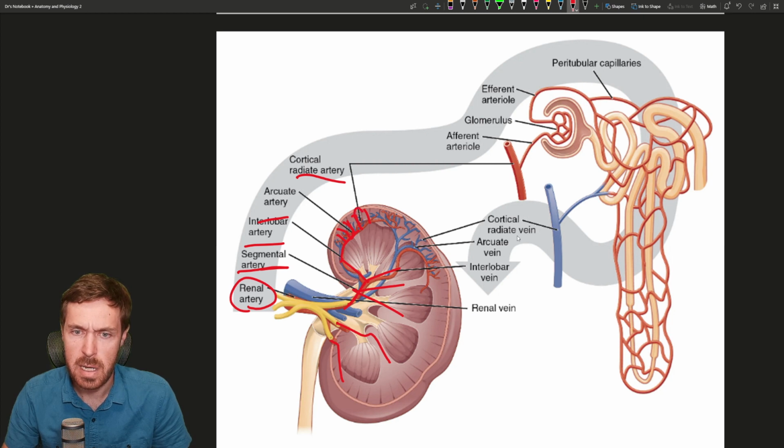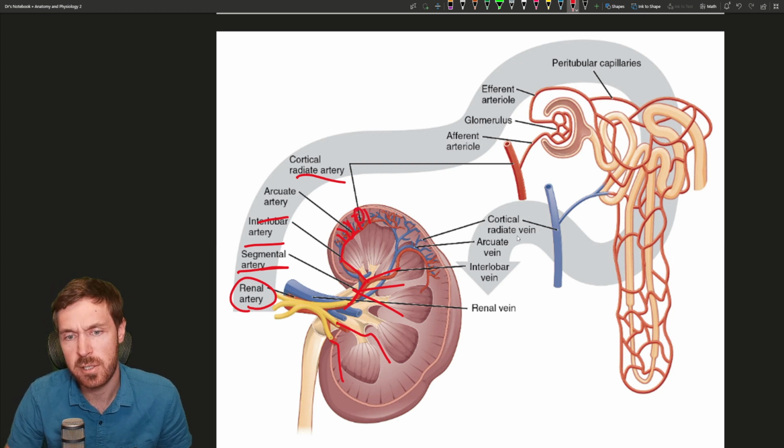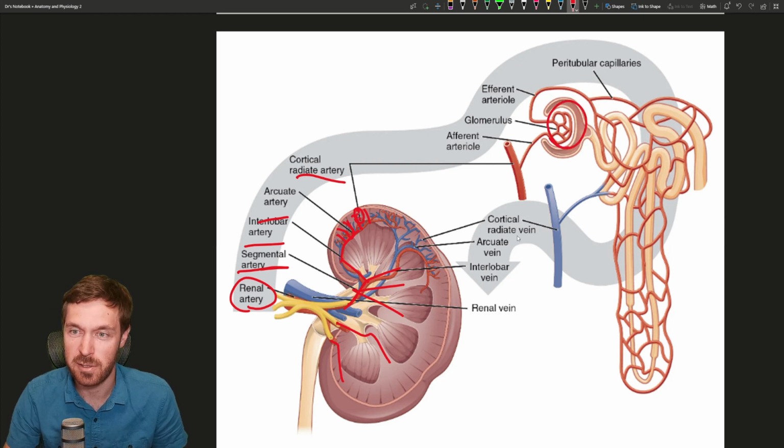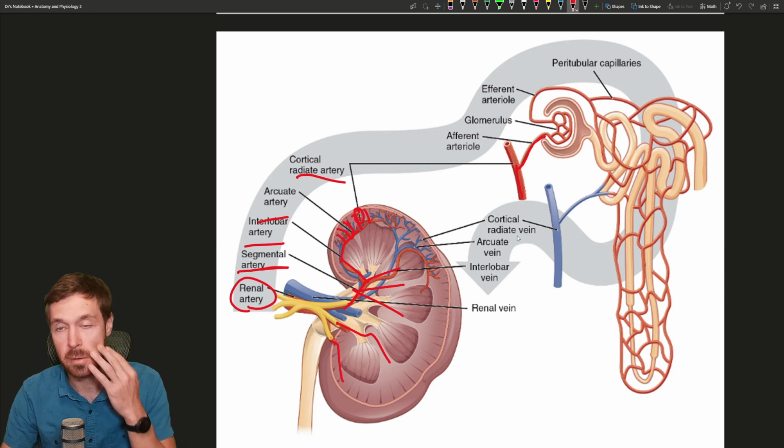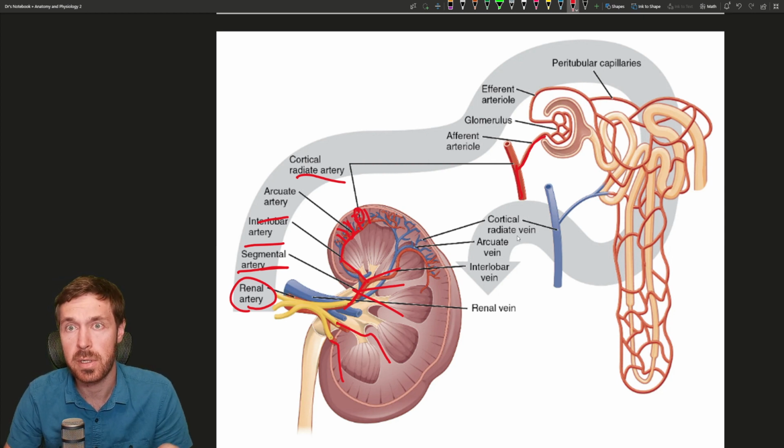Now, you see right here are these little spots, these little dots. This is called a glomerulus. Where this cortical radiate artery comes up, it branches off into an arterial capillary bed. Usually capillary beds go arteries to veins.